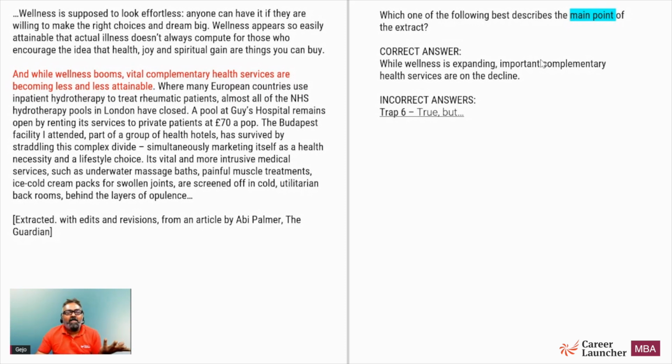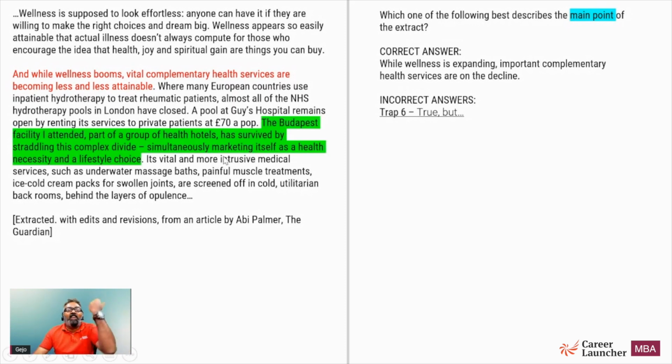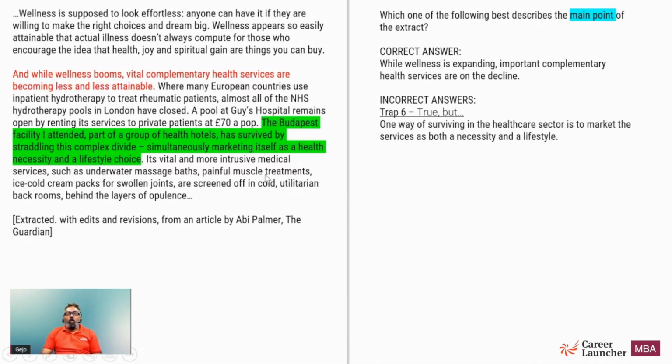Okay, let's look at one sentence. Let's take this sentence: the Budapest facility, part of the group of hotels, has survived by straddling this complex divide, simultaneously marketing itself as health necessity and lifestyle choice. It's a part of an example. Let's just use that: one way of surviving in the healthcare sector is to market the services as both a necessity and a lifestyle. And you will be surprised that people will pick these traps. People will fall for these traps.